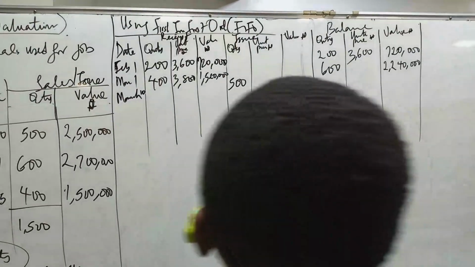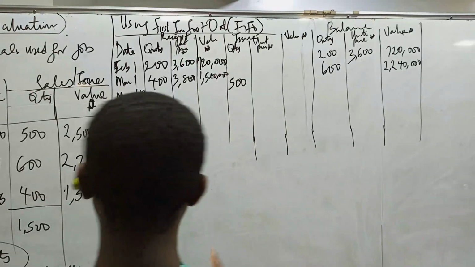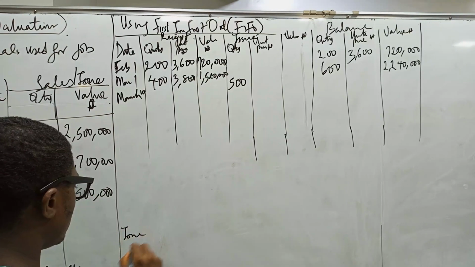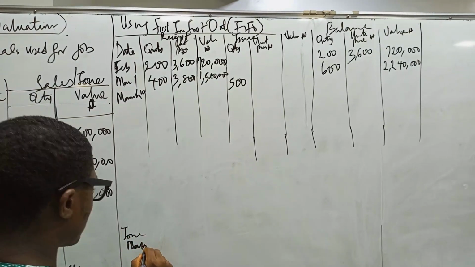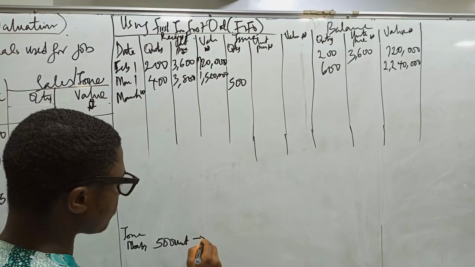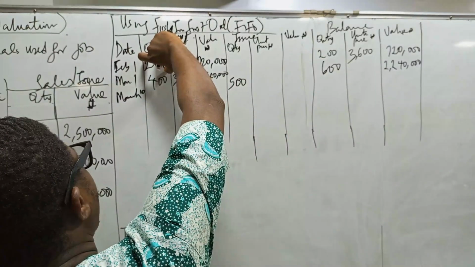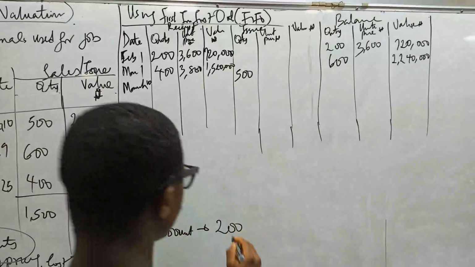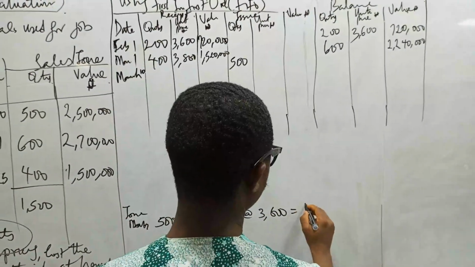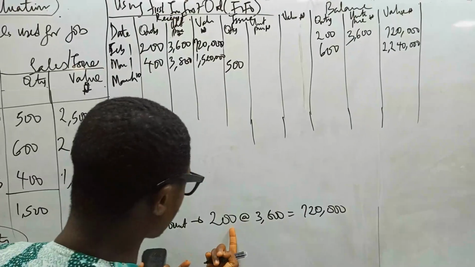The next question is, at what price are we going to value these 500 units? And remember that we are using first in, first out. So the issue on March 10 was 500 units. Now, the first material we received was 200 units at 3,600, which was equal to 720,000.